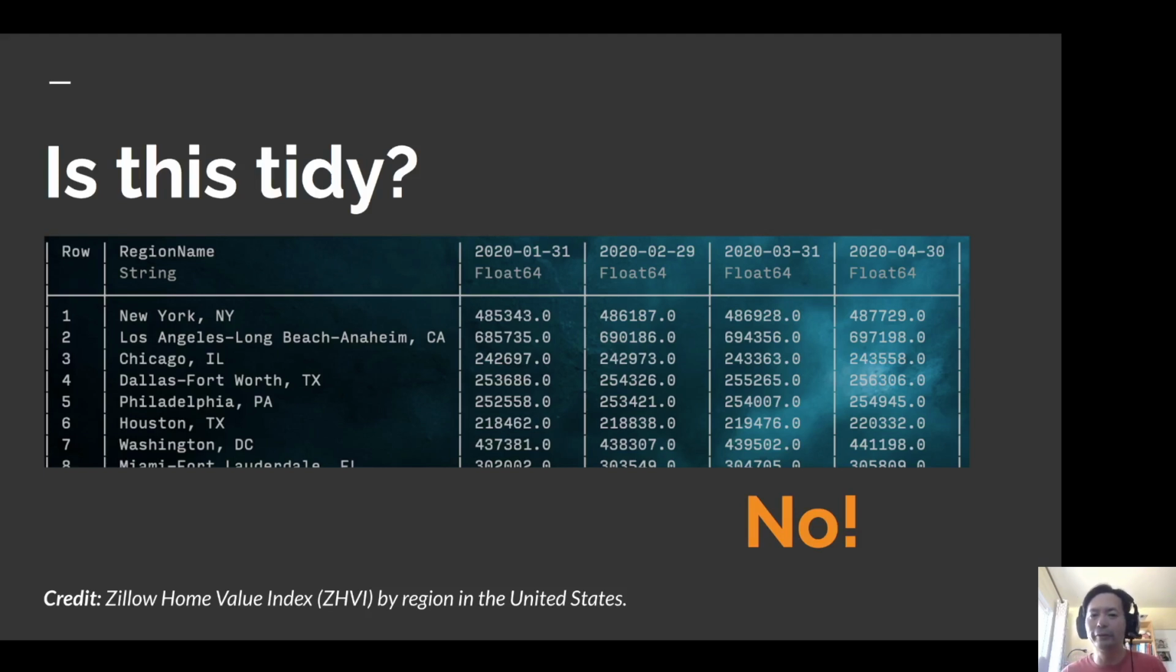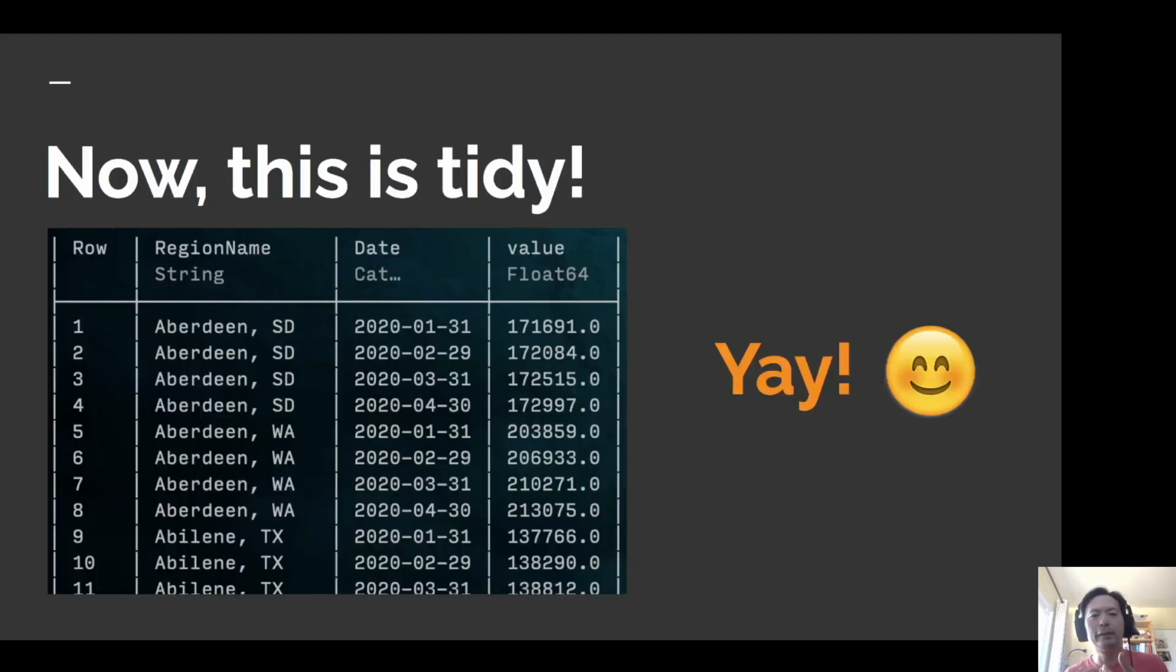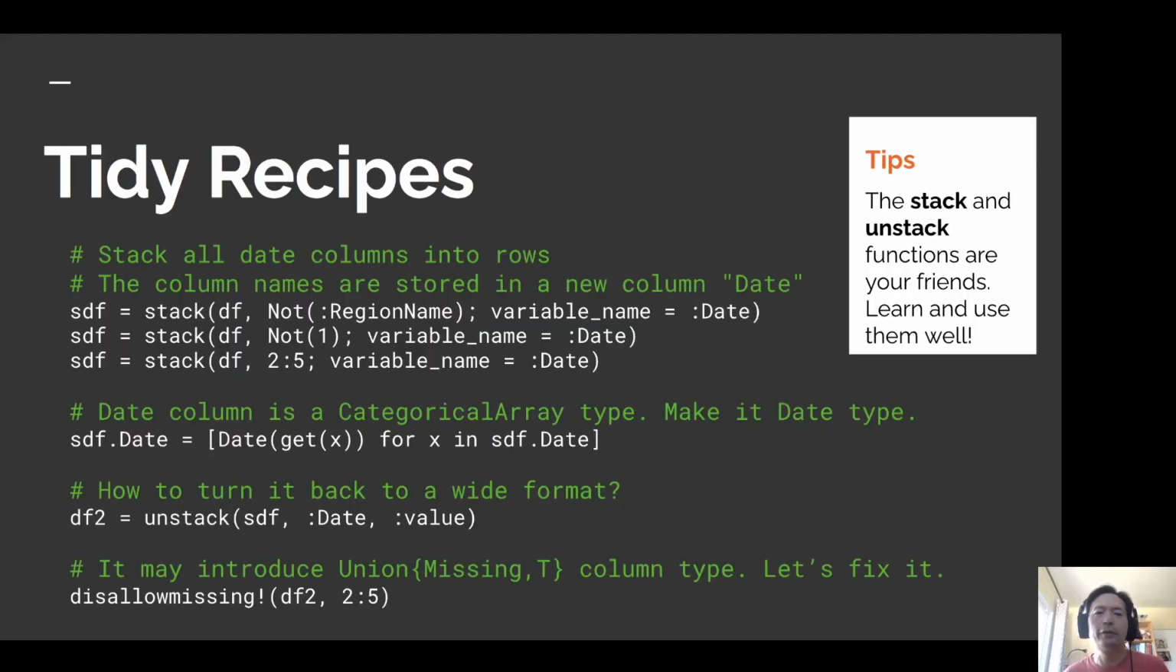So in order to make it tidy, we need to turn those values into rows. And the way to do it is, this is how you would see it, that by region, by date, you have a value, right? So now every row is an observation, because for that location, for that region, and for that date, you have a specific value, right? So this is what's called tidy. And sometimes tidying your data will make your analysis and maybe plotting easier.